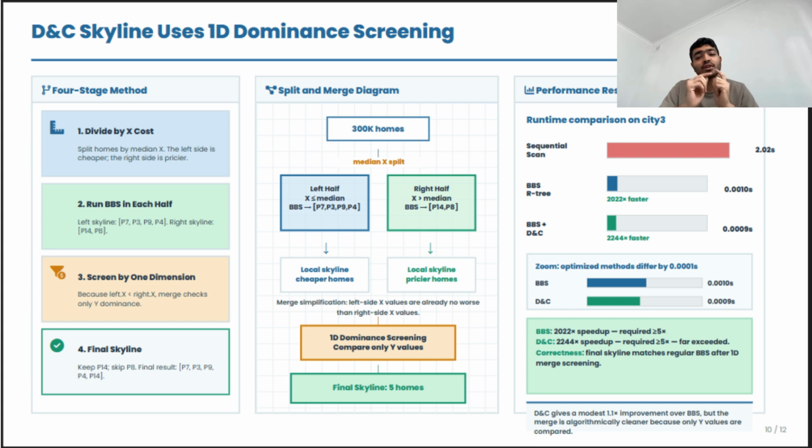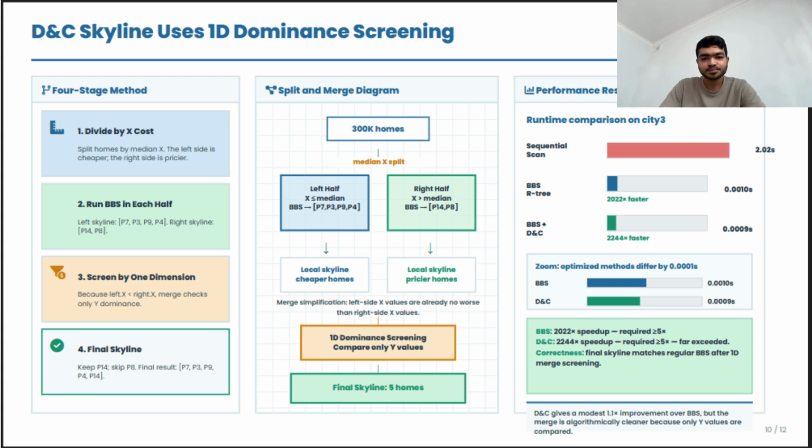Stage 3 is where one-dimensional dominance screening comes in. The slide states the key point directly: because the left x is less than the right x, the merge only needs to check y dominance. Here is why. Normally, to check if one home dominates another, I need to compare both x and y. But because of how I divided the data, every home in the left half has a smaller x value than every home in the right half. This is not a coincidence. It is a direct consequence of splitting by median x.